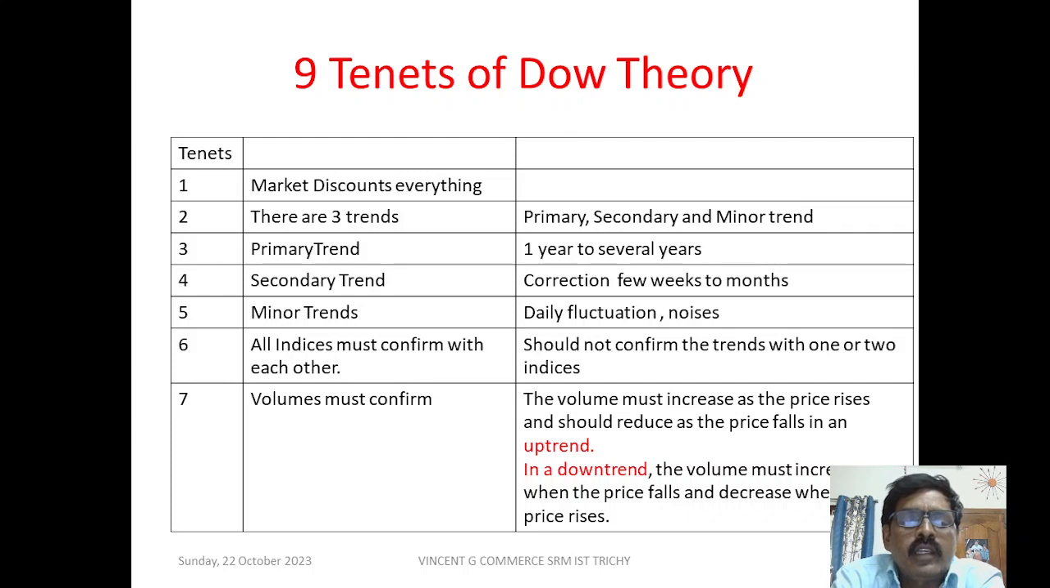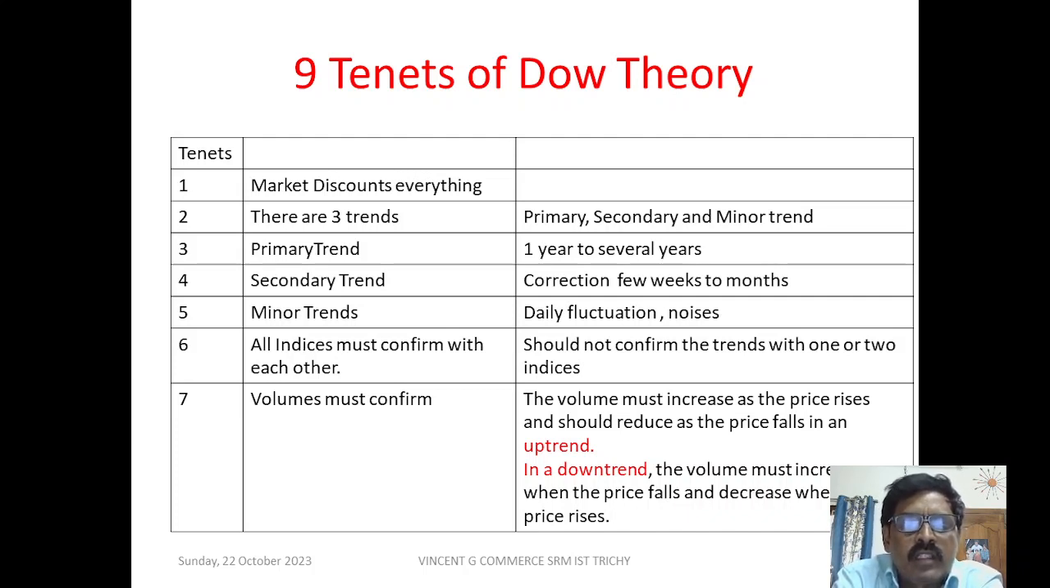According to the second tenet, there are 3 trends: primary, secondary, and minor trend. Primary trend is 1 year to several years. Secondary trend, which is a correction, lasts a few weeks to months, and the minor trend is a fluctuation. Some people term it as noise in the stock market.